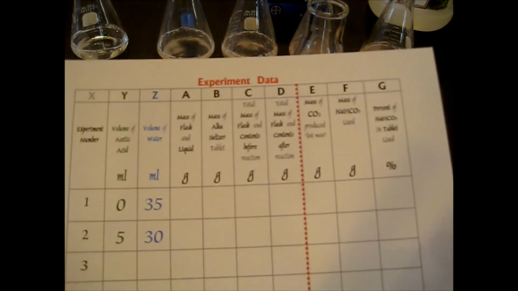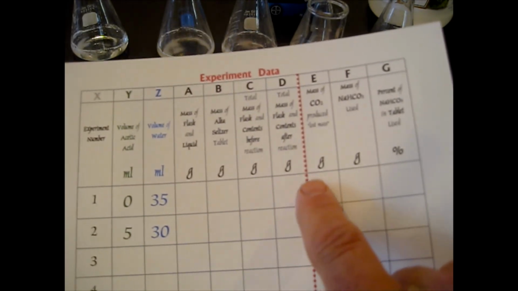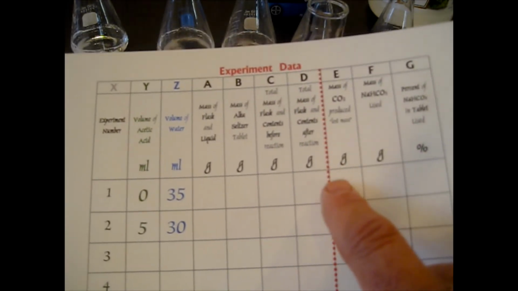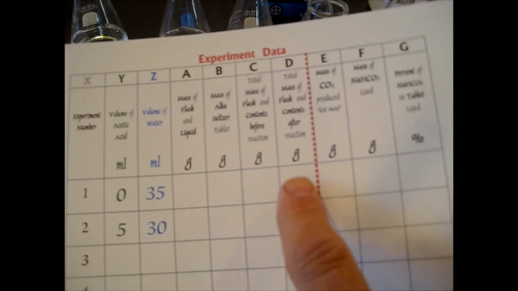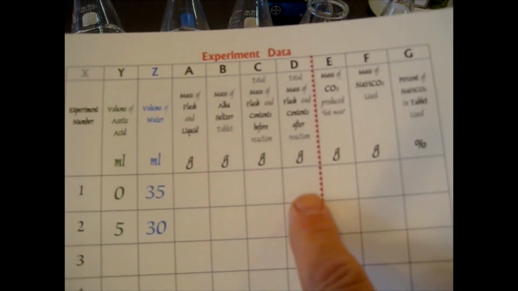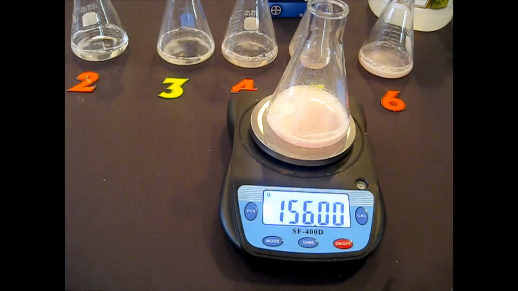Then you will subtract C minus D to get column E. And then we've got to do some stoichiometry to get to column F. So getting to D is what we're getting our data for. Then the rest is calculations. That's why I drew that line on there. Okay, so I'll come back and get the final data for the masses after the reaction, column D, after the reactions are done.